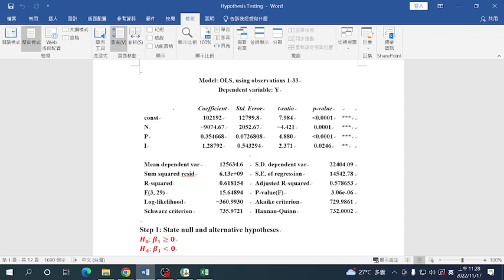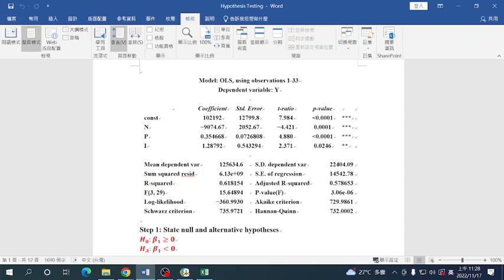Step 2. Again, what is step 2? Alpha. So I'm using alpha 5%. Step 3, test statistic. This is what you have to learn now. What is the test statistic? Look at this one. From EViews, there's an F.